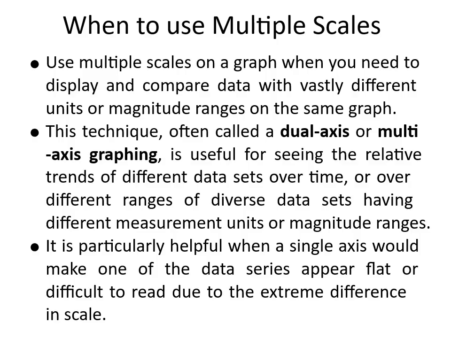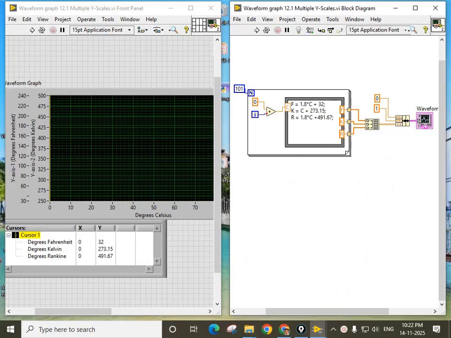Now I will show you this on the software, how this cramping happens and how we use multiple scales to avoid it. We are going to see how multiple scales are used to plot data from different data sets simultaneously on the same graph.